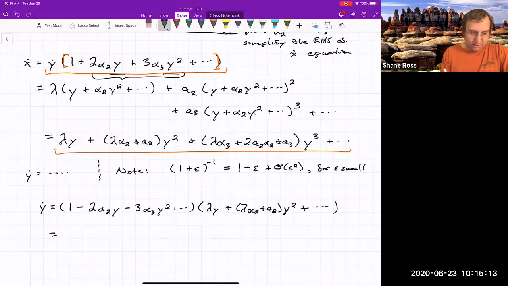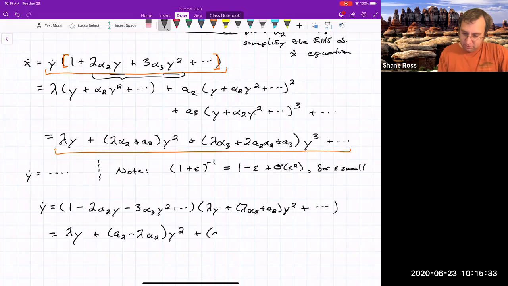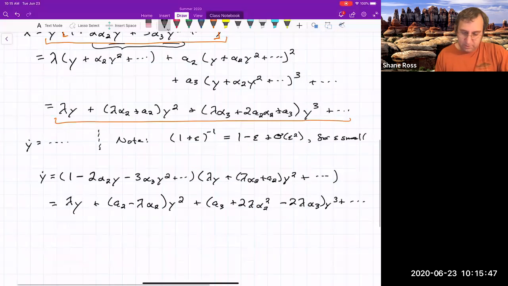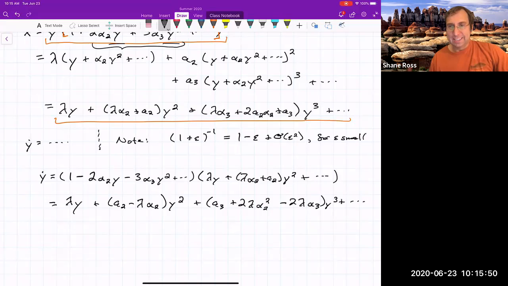Multiply it out, what will you get? The leading order term is going to be lambda y, just like the leading order term for the x dot equation. And then you'll have the term that's second order in y, and then the term that's third order in y, and so on.